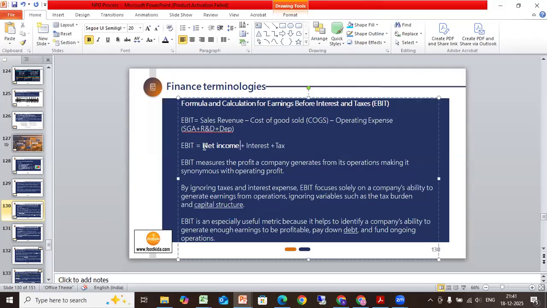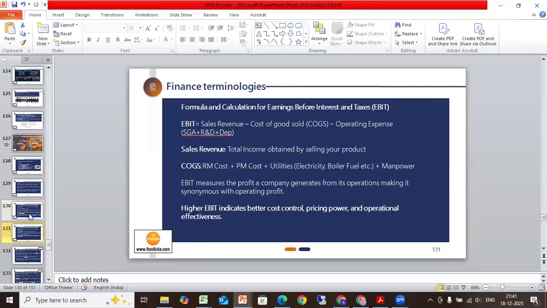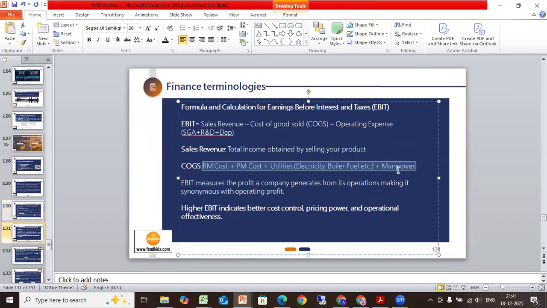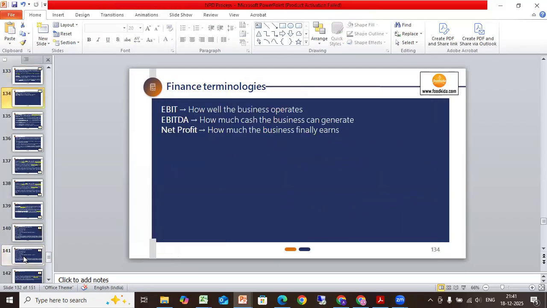Okay, sir. So what is cost of goods sold? How is COGS derived? RM cost, PM cost, logistics. So we are going to discuss all those things. What is operating expense? See, COGS is RM cost plus PM cost plus utilities plus manpower. What is sales revenue? Total income obtained by selling your product. All those things we are going to cover.